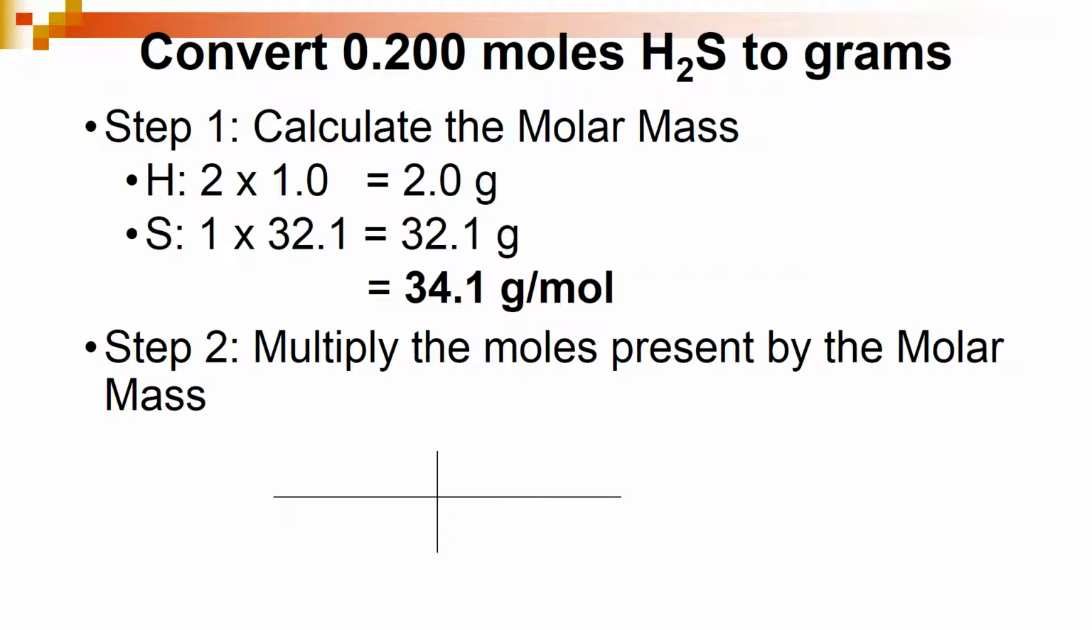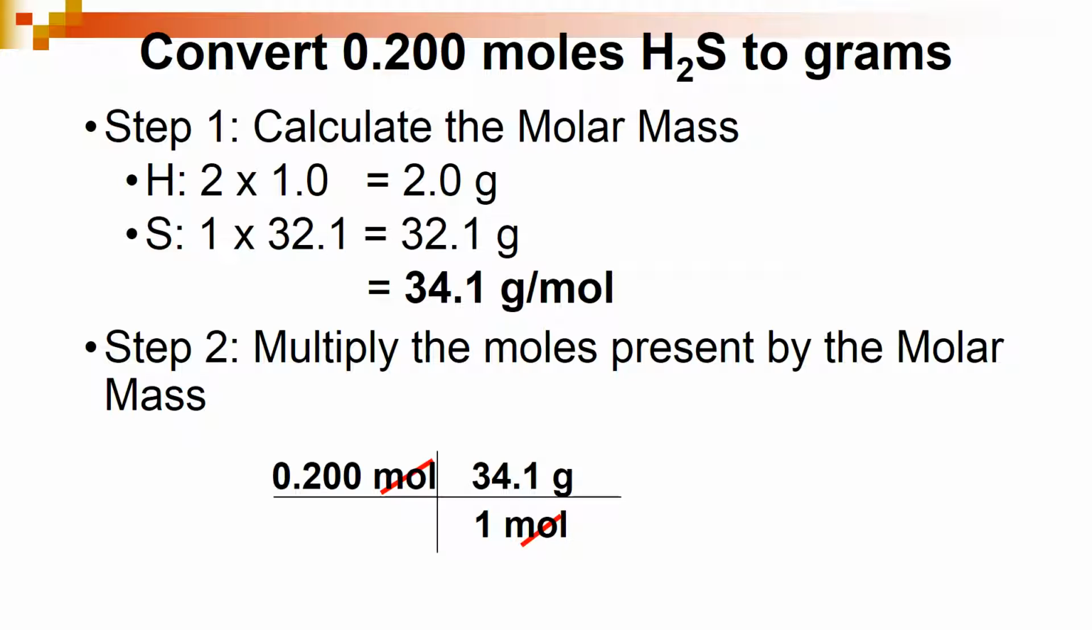So, setting up our conversion, our initial value of 0.200 moles needs to go on top. Notice that the units here are moles. So if I have moles on top here, I have to have moles on the bottom here. This is our conversion factor, 34.1 grams per 1 mole. So if I need moles on the bottom, I need to write 1 mole on the bottom, and we know that 1 mole of this compound is equal to 34.1 grams.